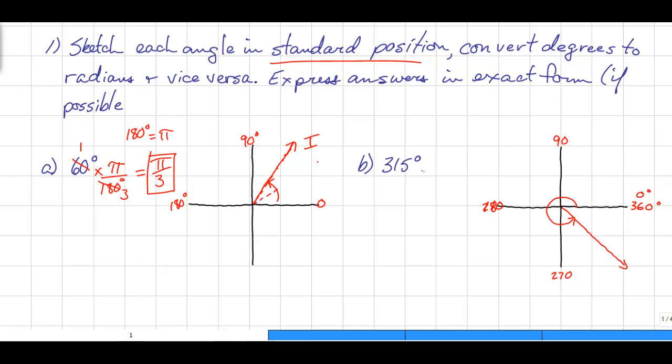And then I want to convert that into radians, so I'm going to multiply again by pi over 180. I'll figure out what goes into 180 and 315. And I saw over here that this was 45 less and this was 45 more. So I'm willing to take a guess here that 45 goes into both. And it turns out that it does. 45 goes into 180 4 times. And it goes into 315, I believe, 7 times. I have to check that out. And that comes up to 7 pi over 4, in exact form.